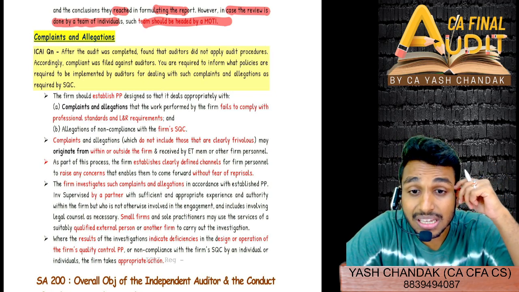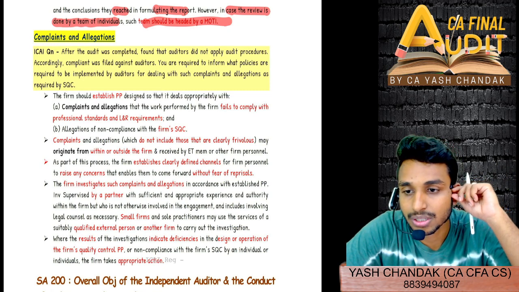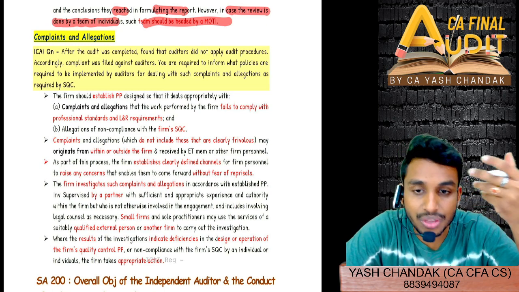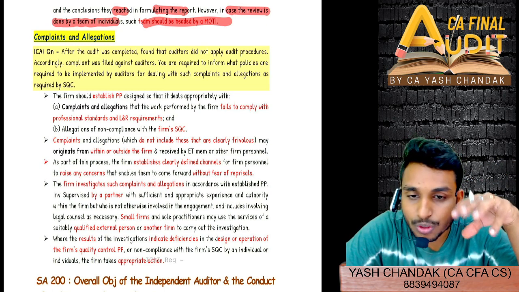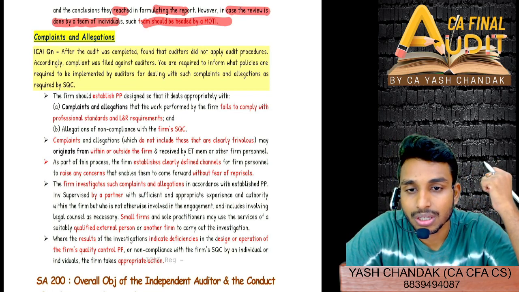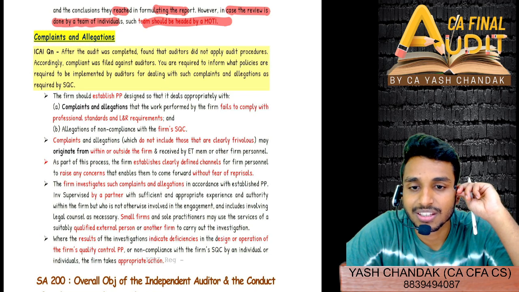So if at all there is a complaint or allegation against our firm, what is the exact process? Again, it has to be investigated, right? So the investigation has to happen within the firm. So who will do the investigation? What do you think? Who should do the investigation? Should the mother do the investigation or the father?